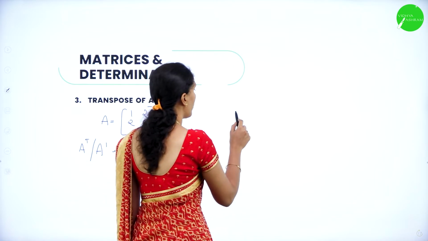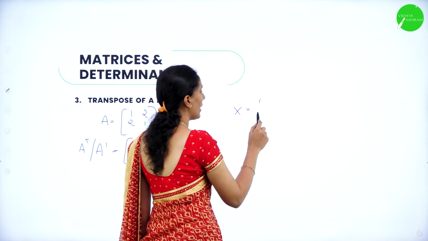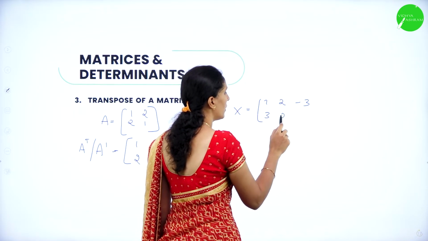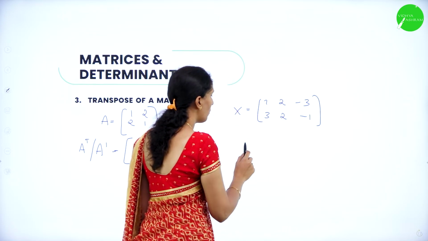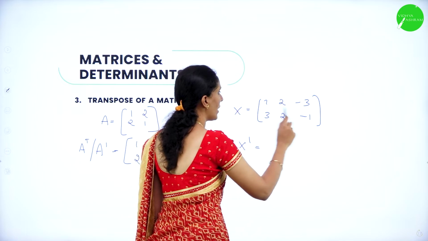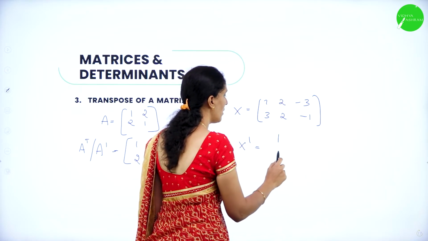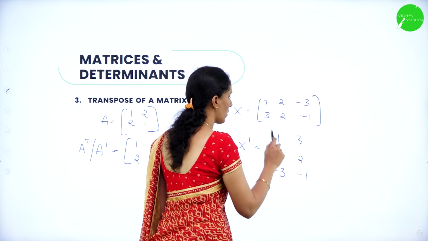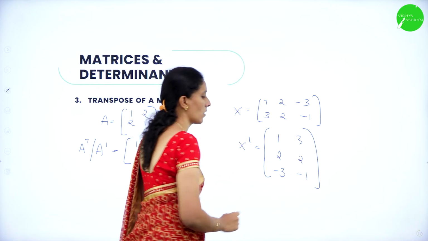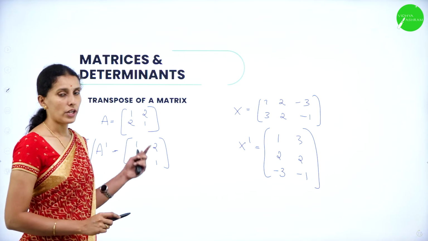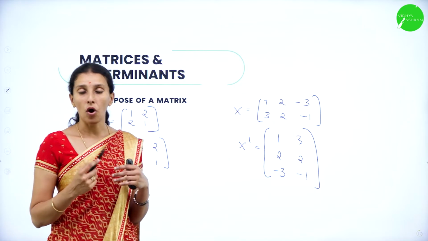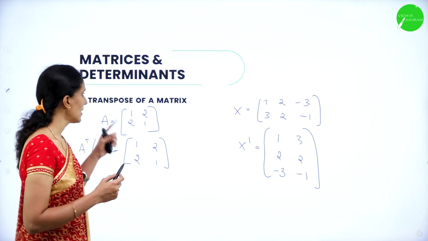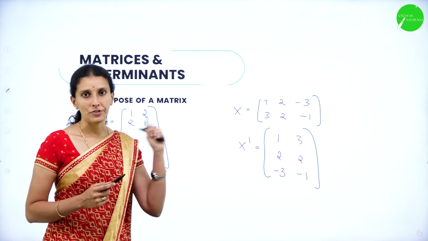Let me take one more example, X. X is equal to 1, 2, minus 3, 3, 2, minus 1. Then what is X dash? Write rows into columns. So it is 1, 3, 2, 2, minus 3, minus 1. Like this, changing the rows into columns or columns into rows will give you another matrix, which is called the transpose of a matrix.